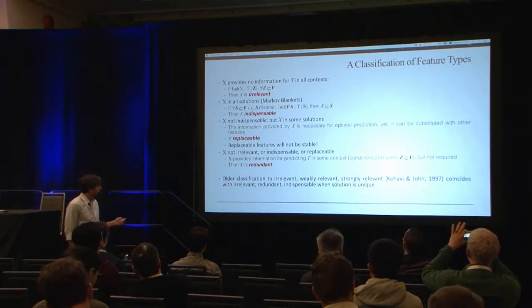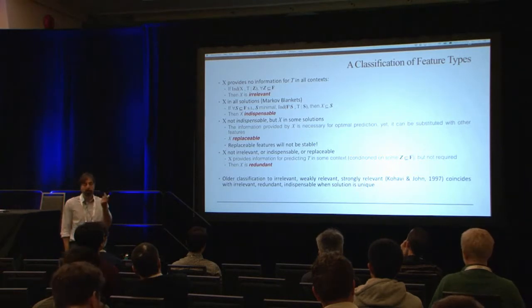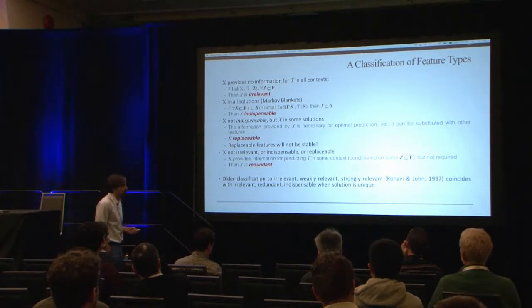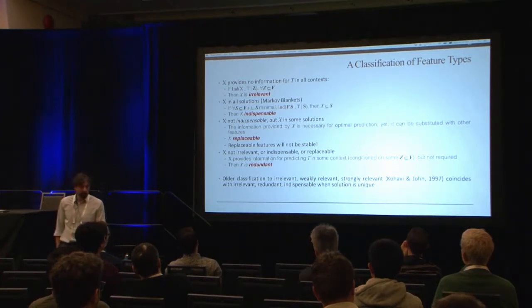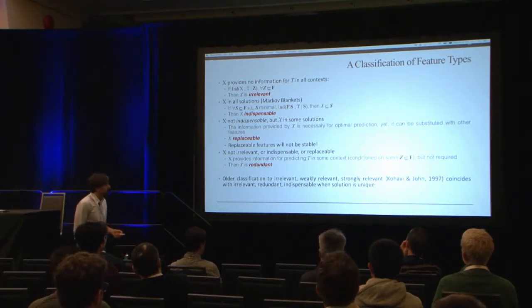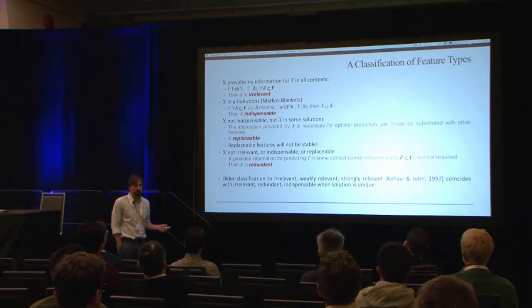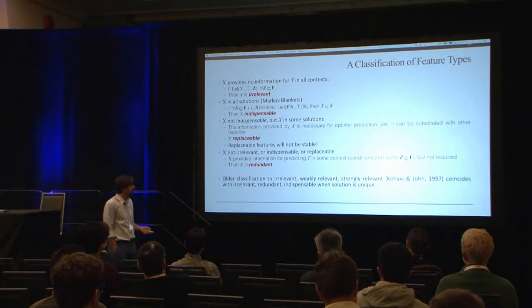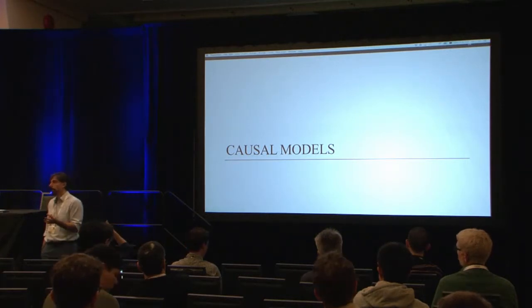And they will not be stable if you run an algorithm that gives you only one solution many times. And if they're not irrelevant, indispensable or replaceable, meaning that they provide information but you don't need them in any minimal set, they are redundant. There's a previous classification by Kohavi and John into irrelevant, weakly relevant, and strongly relevant, and it coincides with this only when there's a single solution. If there are multiple solutions, then that taxonomy is not good. Okay, so this is, in my opinion, how we can define the feature selection problem.